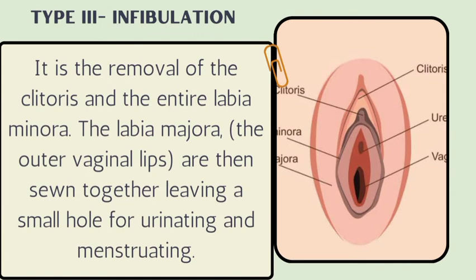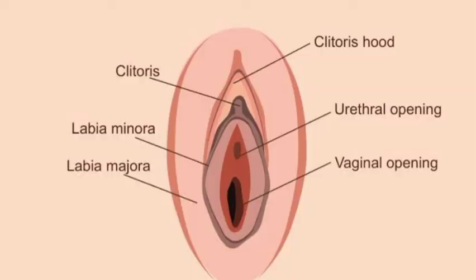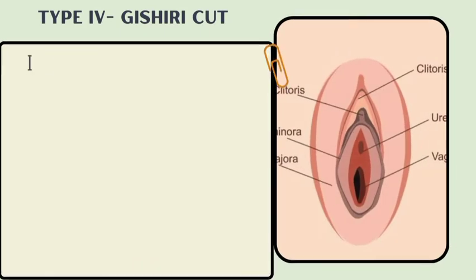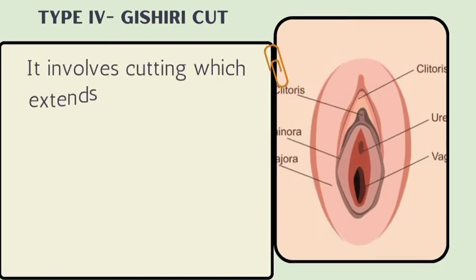Type 3, infibulation. Infibulation is the removal of the clitoris and the entire labia minora. Then the labia majora, which is the outer vaginal lips, are sewn together, leaving a very small hole for urinating and menstruating. This is the most severe form of genital mutilation. If it is sewn together, in the future when the female marries, it can be loosened.